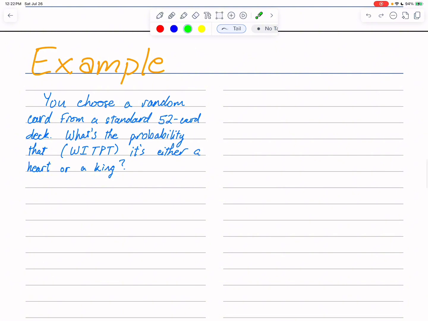Okay, let's see an example of using this. Let's imagine that we have a standard 52 card deck, and we would like to find the probability that I draw a random card and it is either a heart or a king. So let's write this as the probability of H union K. H is the event of a heart, which has 13 outcomes in it. K is the event of drawing a king, and that has 4 cards in it. But we're looking for the union.